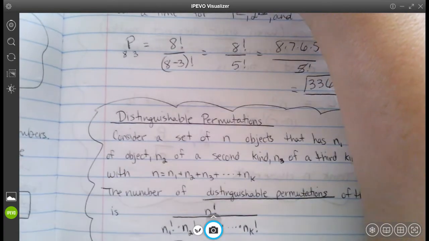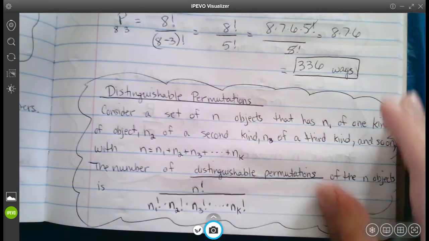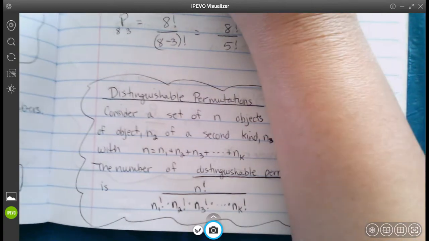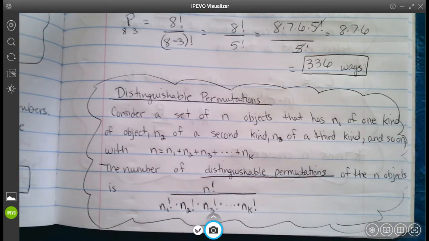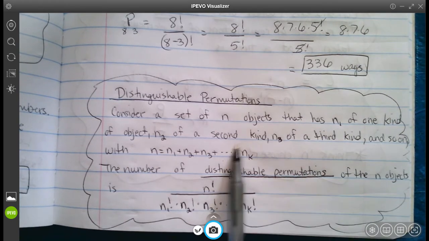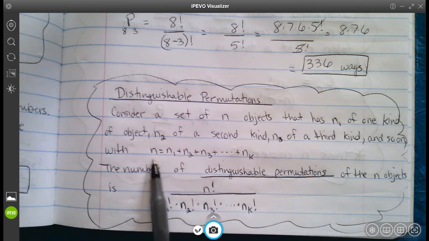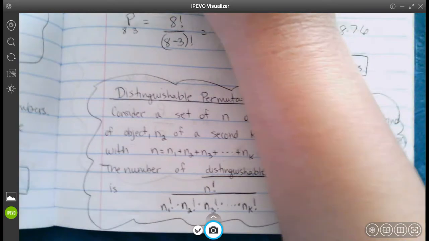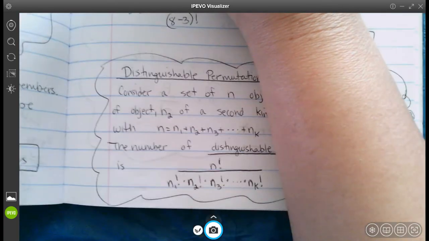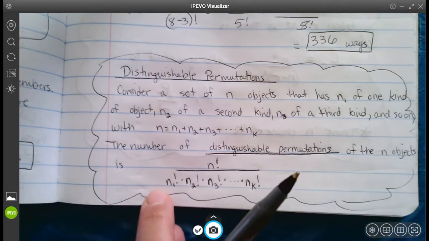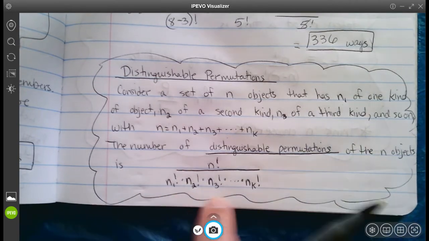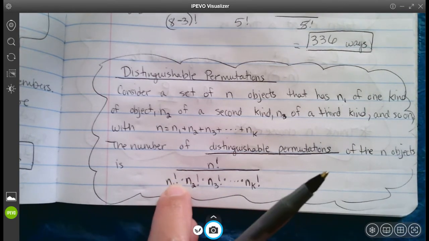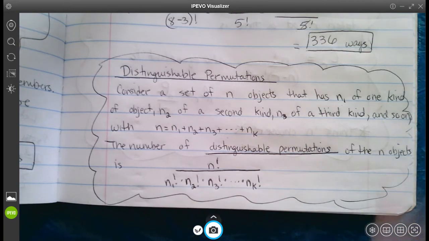Okay. Let's look at another way we can do permutations. We have distinguishable permutations. Okay, so in this case, we want to consider a set of n objects where we have n1 of one kind, n2 of the second kind, and so forth. Basically, where n is equal to all the different types that we have. So the number of distinguishable permutations of these objects is given by the following: n factorial divided by each of those possibilities factorial multiplied by each other, so the product of all those factorials.